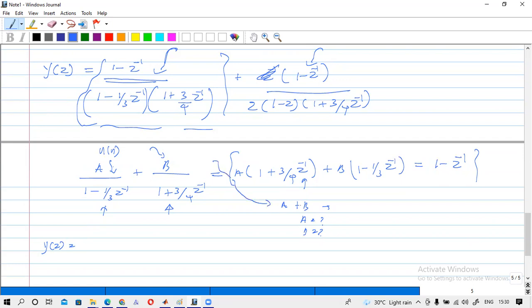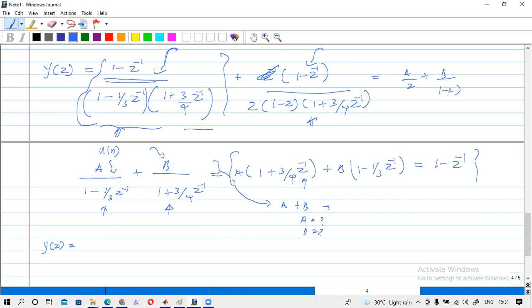These are simple mathematics, so we can find this one. In the same manner, you can write this one as A by z plus B by 1 by z plus C by 1 by 3 by 4 z minus 1. I'm not sure actually about this. Sometimes we have to get z minus 1, so I'm not clear with that.